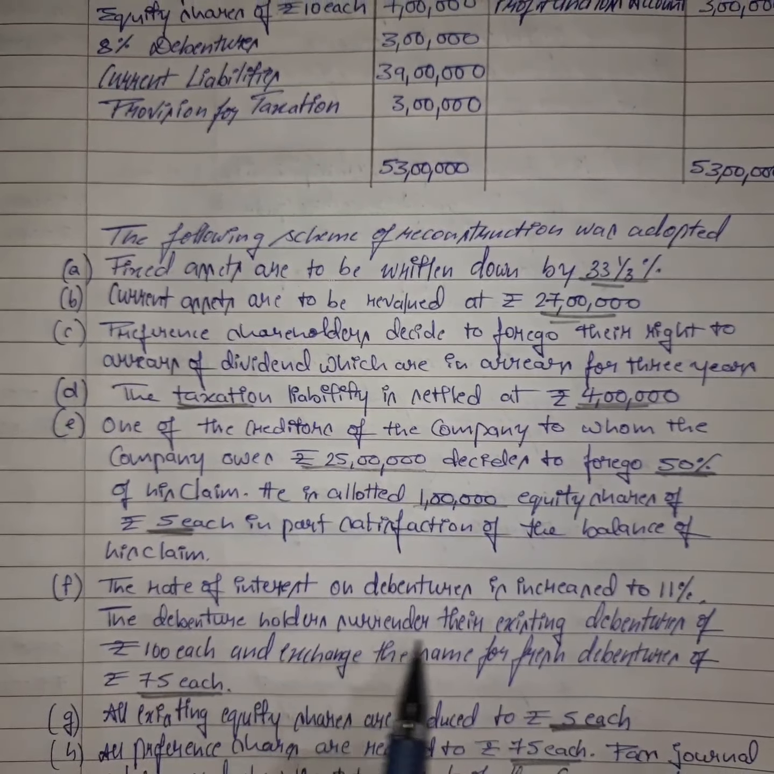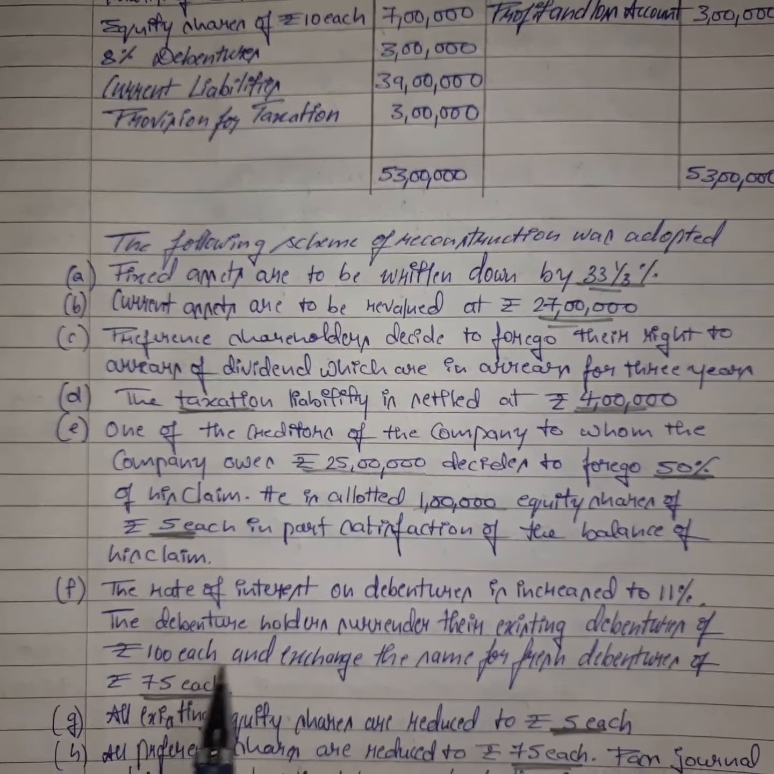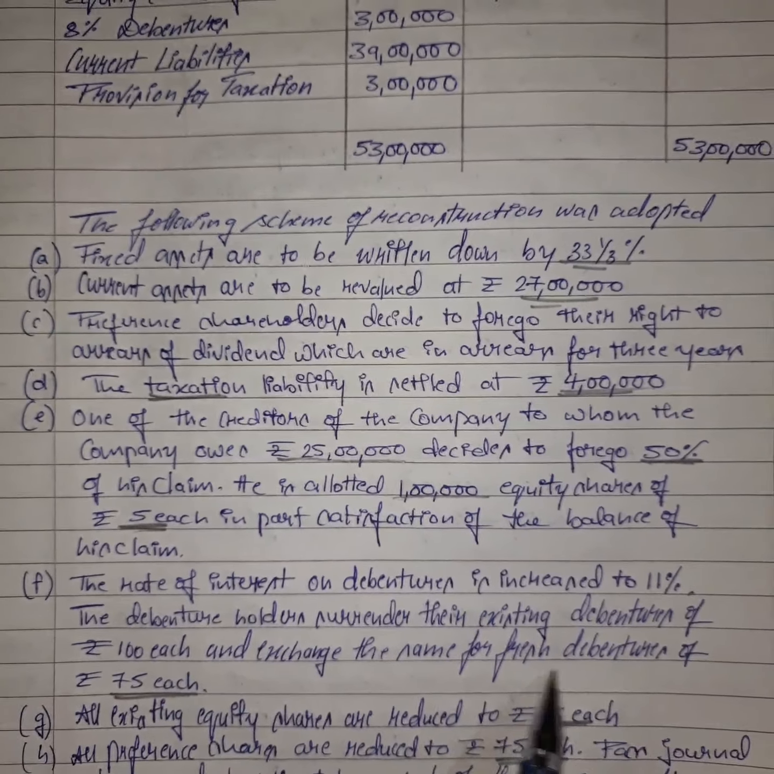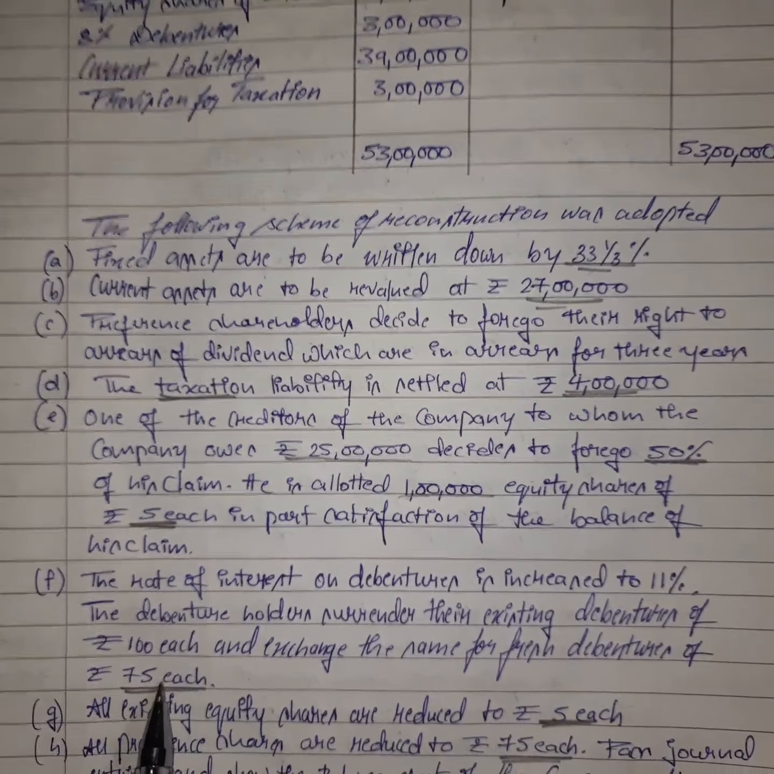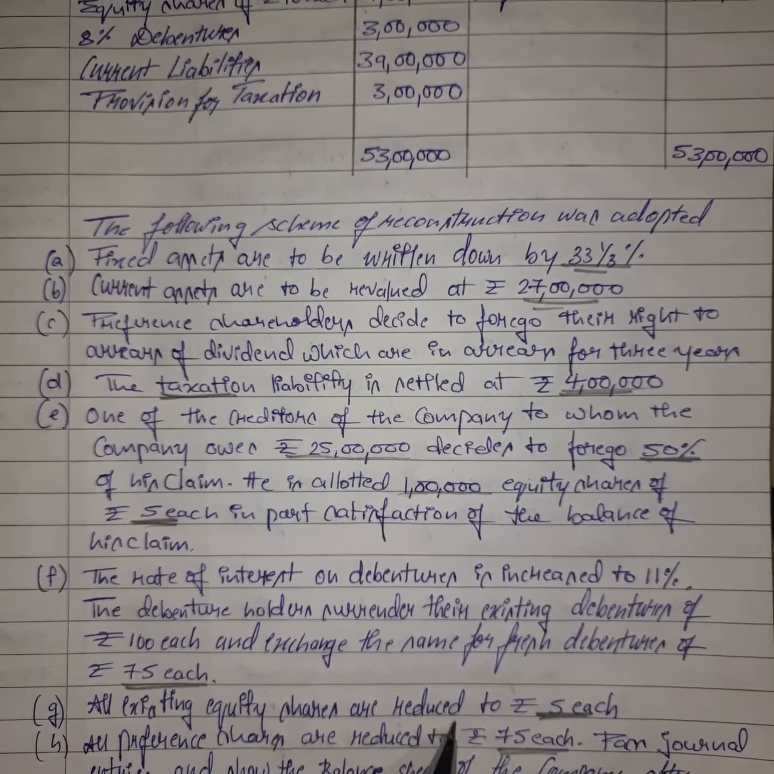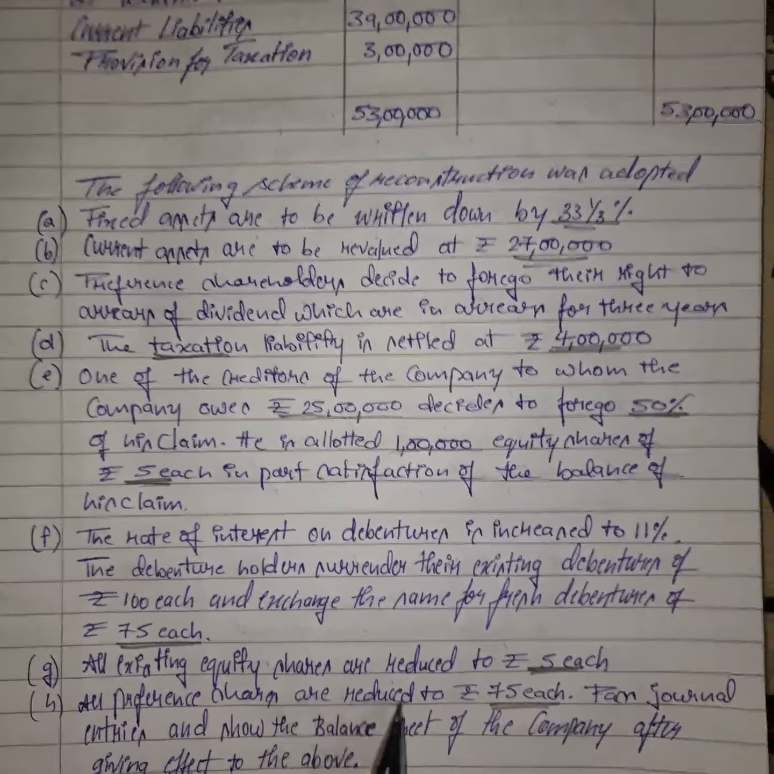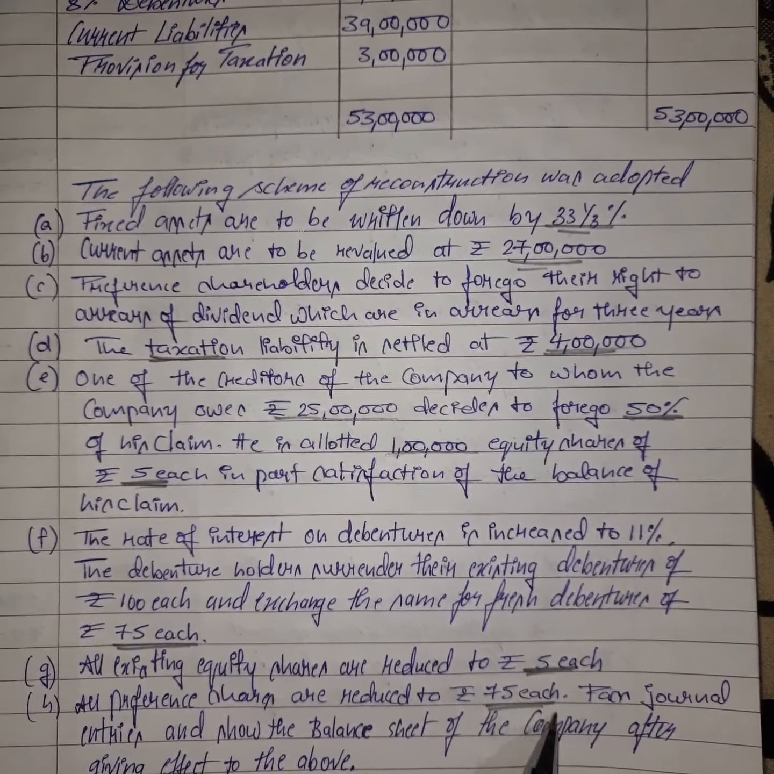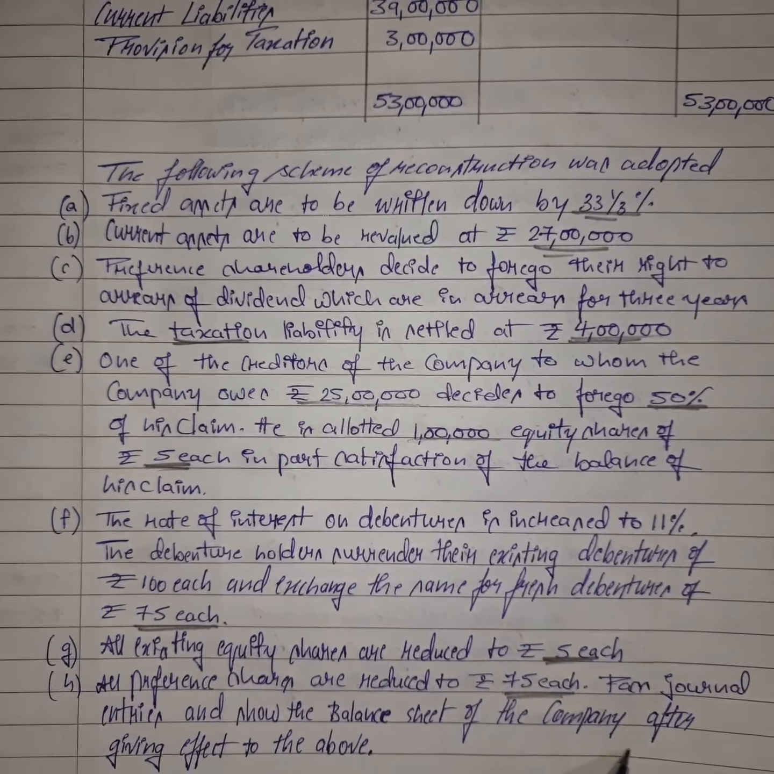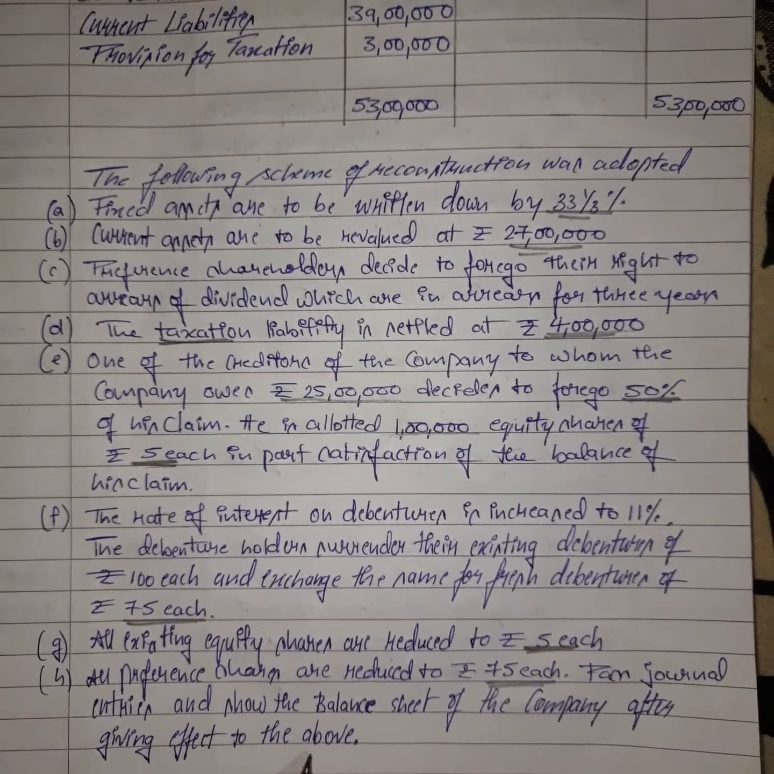The debenture holders surrender their existing debentures of rupees 100 each and exchange the same for fresh debentures of rupees 75 each. All existing equity shares are reduced to rupees 5 each. All preference shares are reduced to rupees 75 each. Pass journal entries and show the balance sheet of the company after giving effect to the above.